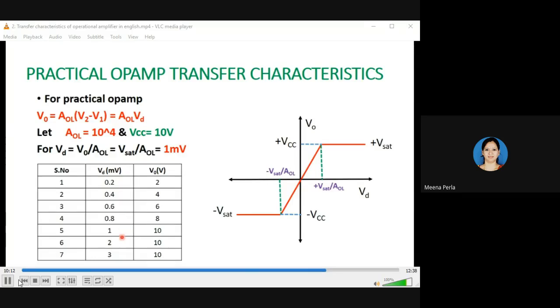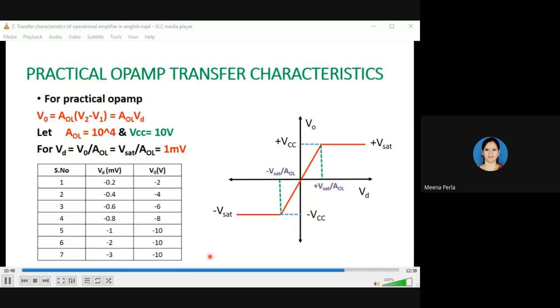From 0.2 to 0.8, we are seeing that the output voltage V0 is increasing linearly, say till 1 millivolt. But after 1 millivolt, that is for 2 and 3 millivolt, the output voltage is constant, that is 10 volt. Because as I have told you earlier, if we increase the VD value beyond plus V saturation upon AOL or minus V saturation upon AOL, we get the same value of the output voltage. That's why we are getting these values.